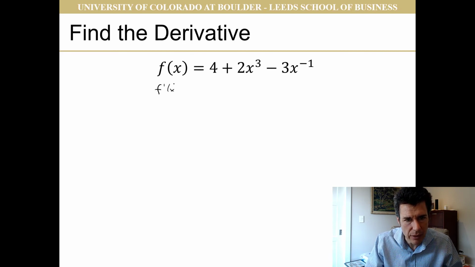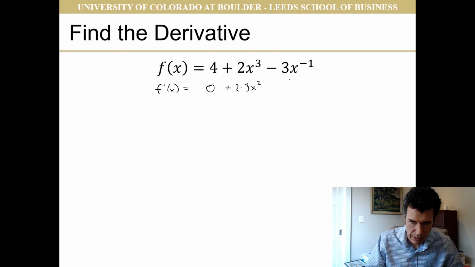F prime of x, this is the sum and difference of a bunch of functions, so we take them individually. Derivative of 4, that's a constant, 0. Derivative of 2x cubed is 2 times, bring the exponent down, 3, x to the 3 minus 1, which is 2. Minus 3, bring the exponent down, becomes plus 3, right? Minus 3 times minus 1 is plus 3. 3 times x to the -2. Right? -1 minus 1 is -2.